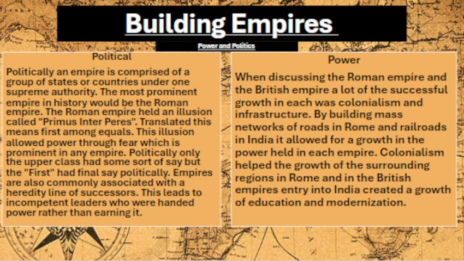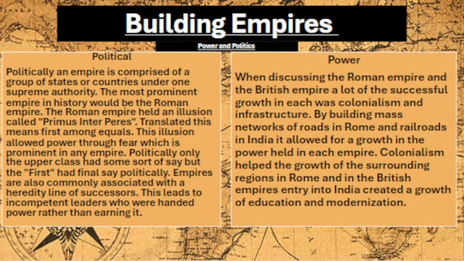ways of building empires. The Roman Empire held an illusion called primus inter pares, which translated means first among equals. This is an illusion that they created that allowed power through fear, which is prominent in pretty much any empire. Politically, only the upper class had some sort of say, but the first had the final say.